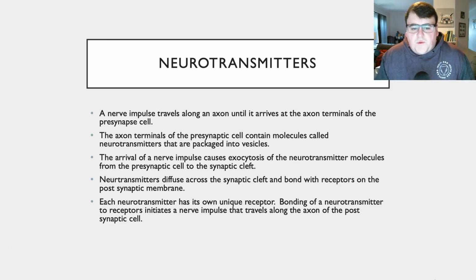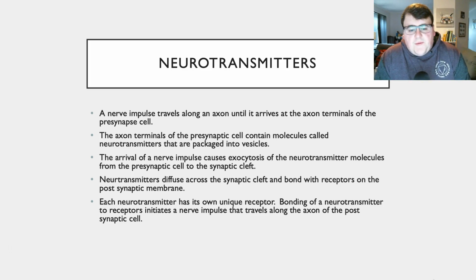So the nerve impulse will travel along an axon until it arrives at the axon terminals of that neuron. Because it's the first cell that it's traveling through, we call it the presynaptic cell. So this is messages going before it's reached the synaptic cleft. The message reaches the axon terminals of that presynaptic cell, and it reaches the neurotransmitters, which are packaged into vesicles. The arrival of that nerve impulse causes a process called exocytosis, which we've looked at in cells, to push the neurotransmitters outside of the presynaptic cell into the synaptic cleft.